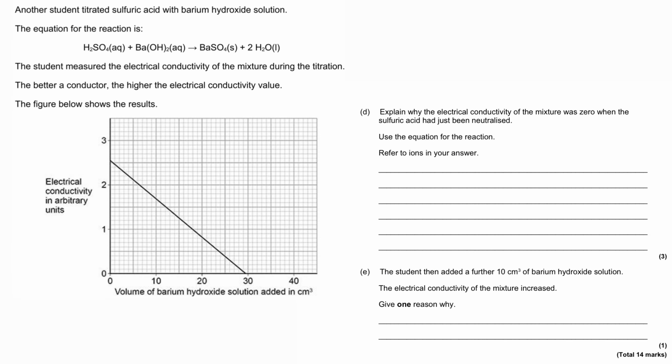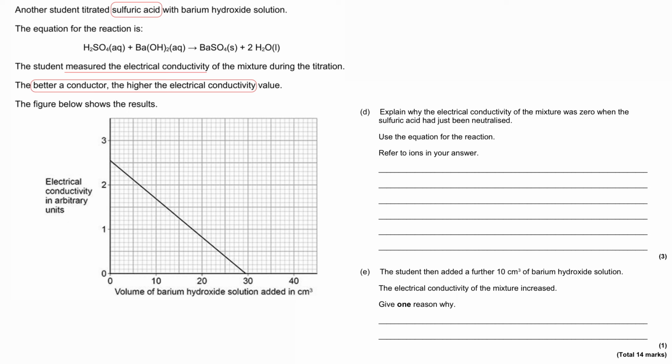Another student titrated sulfuric acid with barium hydroxide solution, and the equation for the reaction is H2SO4, aqueous, plus barium hydroxide, aqueous, reacts to produce BaSO4, solid, plus H2O, liquid. And the student measured the electrical conductivity of the mixture during the titration. We're told that the better a conductor is, the higher the electrical conductivity value. The results are shown in a graph here. We've got the volume of barium hydroxide solution that has been added in cm cubed, and the electrical conductivity in arbitrary units is shown on the y-axis here.